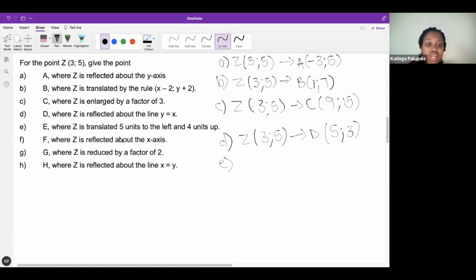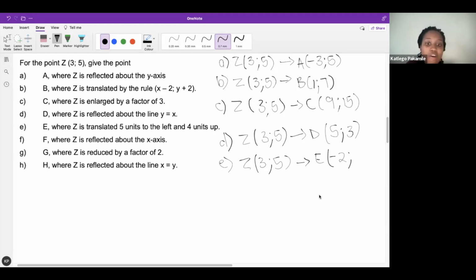Okay, 5 to the left. Is that a plus or a minus? It's a minus. Okay, so if we're going from 3 and we are minusing 5, what is the new X coordinate? It is -2. Nice.